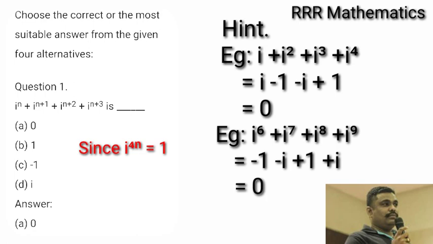Similarly, the given question is i^n plus i^(n+1) plus i^(n+2) plus i^(n+3). Sum of 4 complex numbers with base i. The powers are consecutive numbers, then the sum will be 0. So in this case, the result is 0.